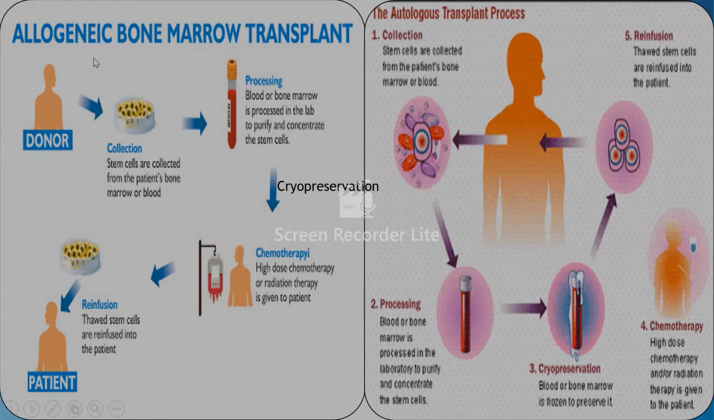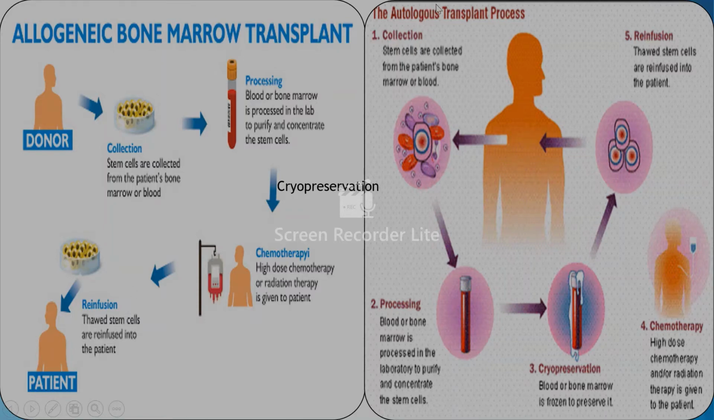In case of allogenic transplant, there is a donor and a patient who are genetically not identical. The stem cells are taken from the donor, either from the umbilical cord, peripheral blood, or from the bone. Then they are processed to purify and concentrate. Thirdly, they could be cryopreserved so that they could be used later on. Then chemotherapy or radiotherapy is given in high doses to the patient to achieve immunosuppression. After this, these processed stem cells are reinfused into the patient.